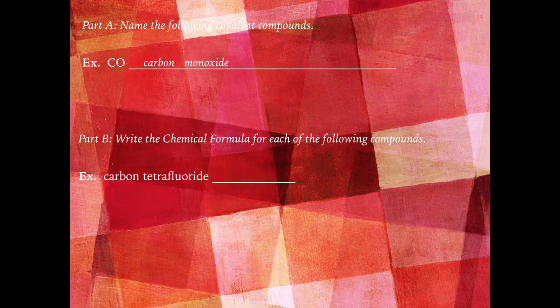Now to write the formula, I simply have to use the prefixes. So this is carbon tetrafluoride. So carbon, I have 1 carbon, and then I have 4 fluorides, so it would be just CF4. So no crossing your charges here.